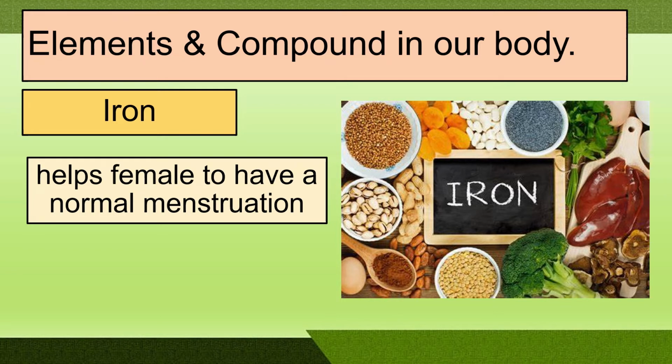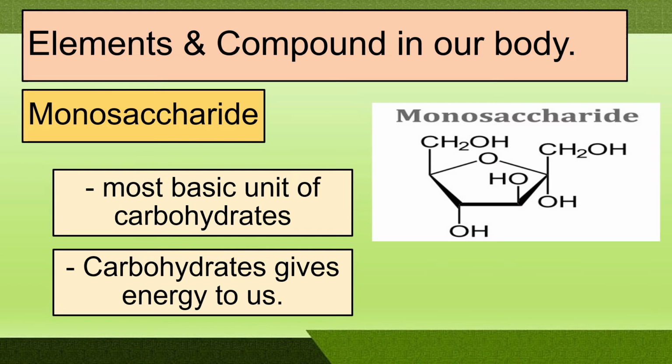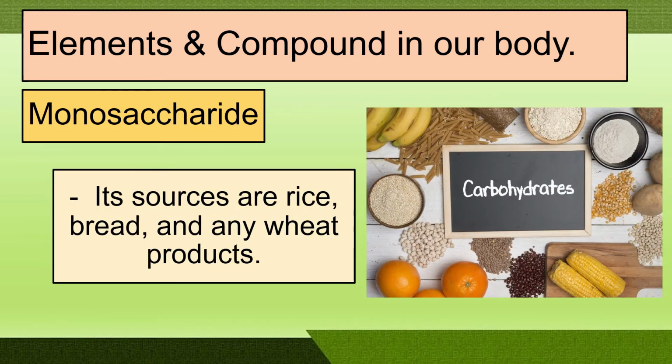Aside from elements, our body also needs compounds to do their job properly. Compounds like monosaccharides or carbohydrates, which provide energy for us to do our tasks daily. We can get the compound carbohydrates or monosaccharides in food like bread, cereals, fruits, and other wet products.